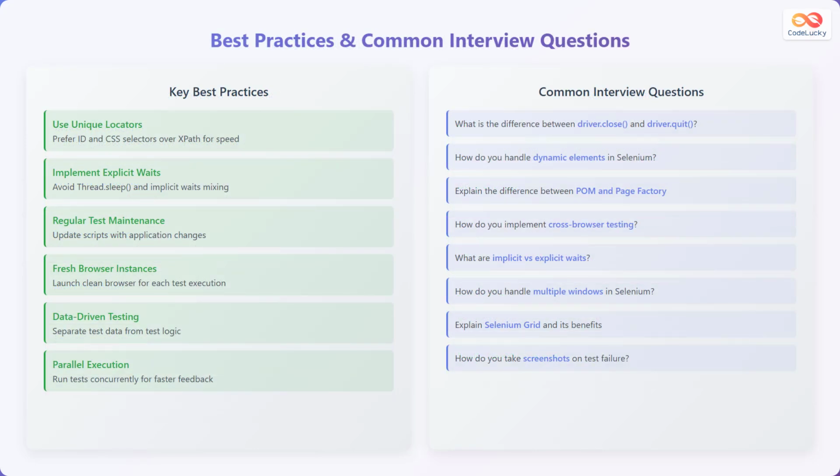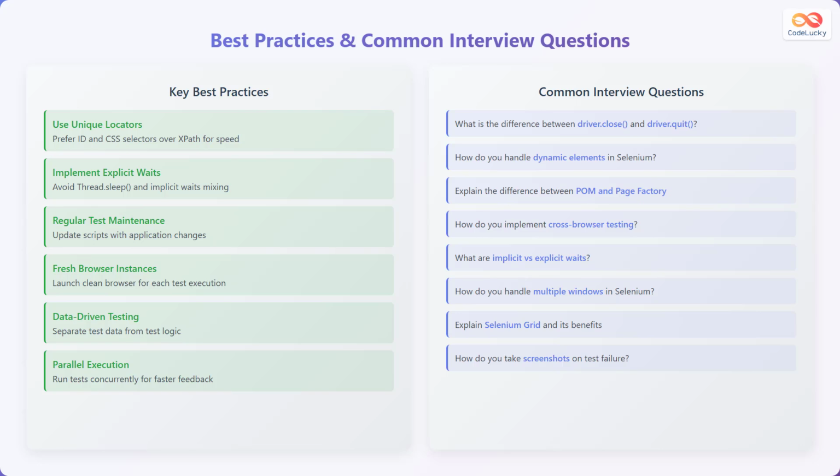Following best practices ensures your automation scripts are reliable and maintainable. Key practices include using unique locators, preferring ID and CSS selectors over XPath for better performance. Implement explicit waits instead of thread.sleep to handle dynamic content properly. Maintain regular test maintenance by updating scripts when the application changes. Use fresh browser instances for each test to avoid state pollution between tests. Implement data-driven testing by separating test data from test logic. Enable parallel execution to run tests concurrently for faster feedback cycles.